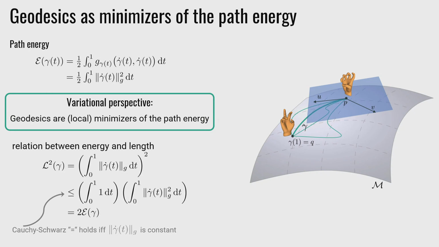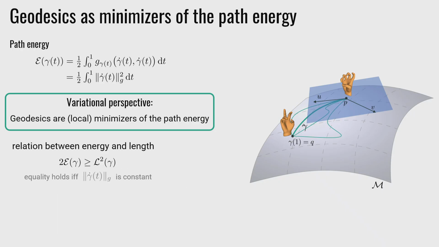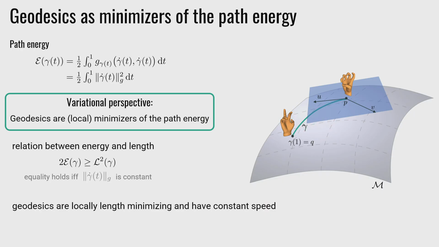And what you can actually see is that if you now compare the energy and the length of a path, then if you square the length, you can just apply the Cauchy-Schwarz inequality and see that it's upper bounded by the energy of the path. And Cauchy-Schwarz also tells you that the equality holds if the velocity is constant, so if this norm part is constant. And this relation now tells you that if you have a minimizer of the energy, it's actually also locally length minimizing, and it has constant speed. And this also makes sense if you think about, okay, I want to have a geodesic as an interpolation, then it makes sense that it should also be locally length minimizing.